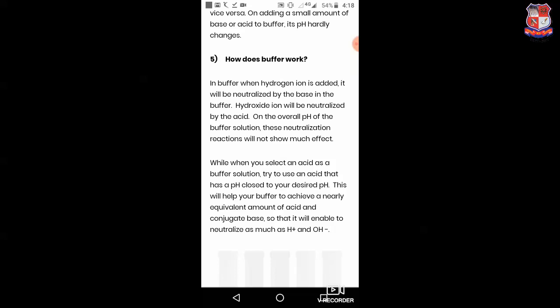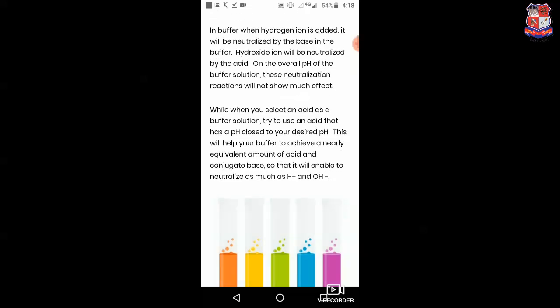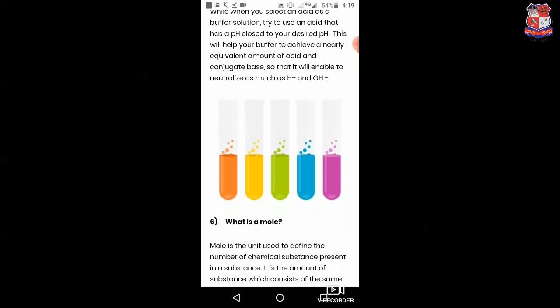In a buffer, when hydrogen ion is added, it will be neutralized by the base in the buffer. Hydroxide ion will be neutralized by the acid. On the overall pH of the buffer solution, these neutralization reactions will not show much effect. When you select an acid for a buffer solution, try to use an acid whose pKa is close to your desired pH. This will help your buffer to achieve a nearly equivalent amount of acid and conjugate base, so that it can neutralize as much H+ and OH- as possible.